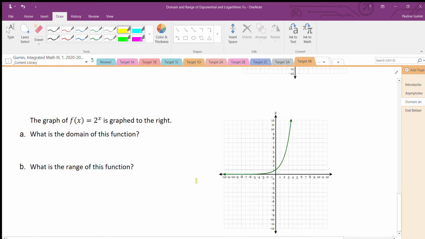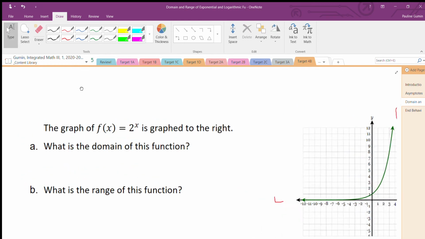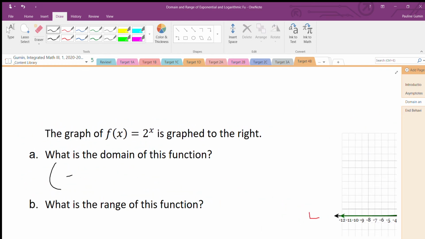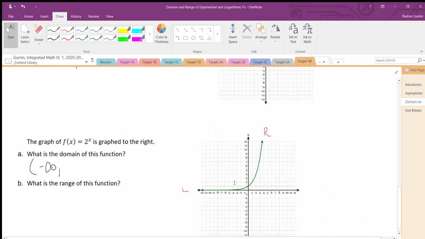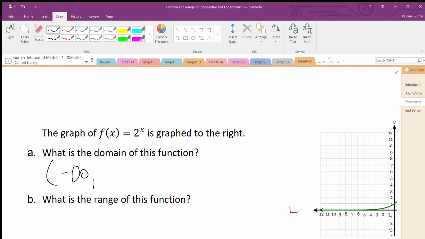Here we have f of x equals 2 to the power of x, a very nice exponential function. First, let's take a look at its domain. Domain is left to right. Okay, so on the left, it looks like it's just continuing going to the left. So that's negative infinity. On the right-hand side, it looks like it's going slowly to the right, very slowly, but it's going there, so positive infinity.